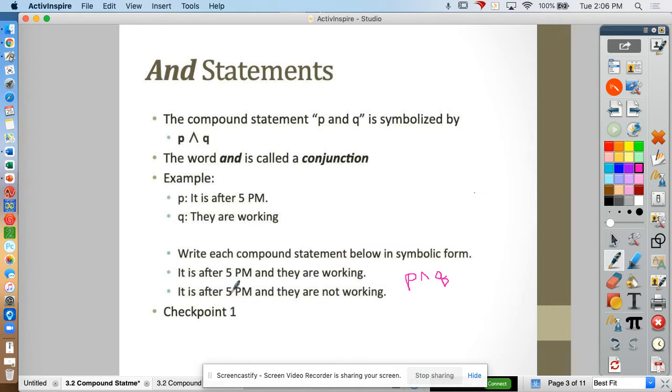This one says it is after 5 p.m. and they are not working. So this time it will be P and not Q. And there's our squiggly there.